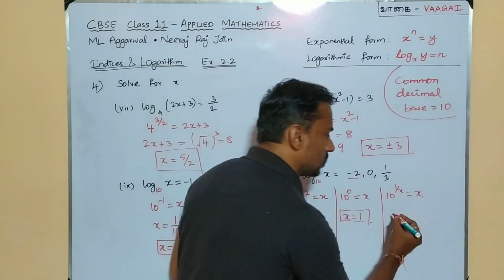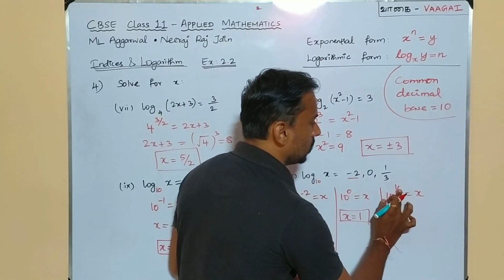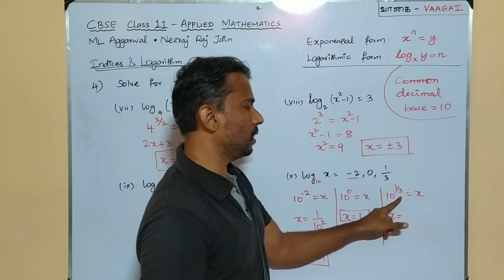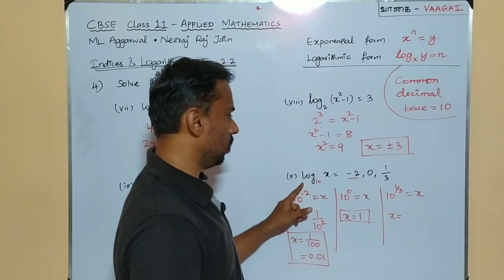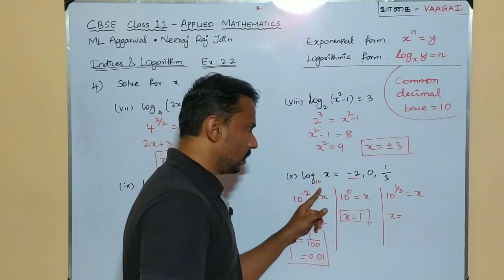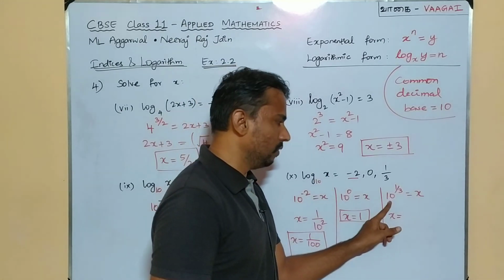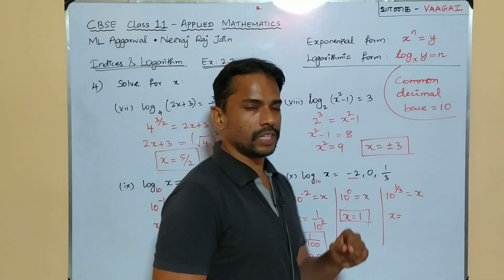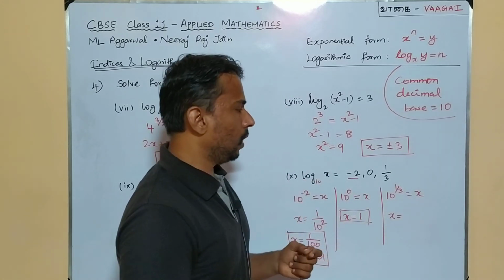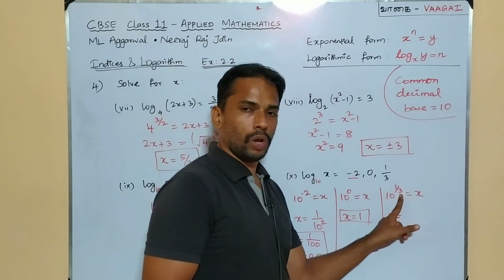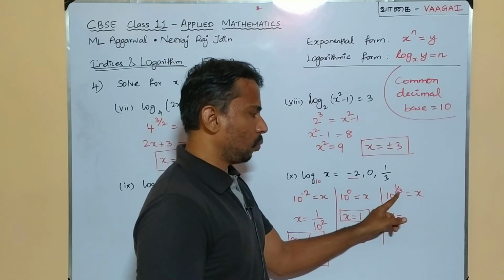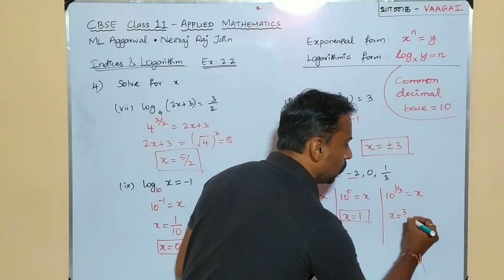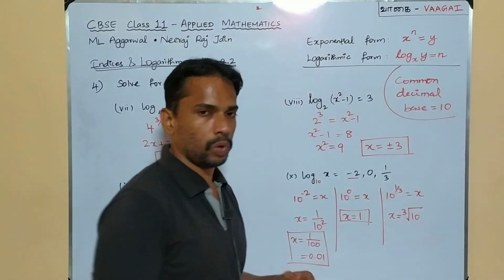And last one, we have x is equal to, I'm sorry, this is 1 by 3, right? So 10 to the power 1 by 3 is equal to x. Why? Because we got log x to the base 10 is equal to 1 by 3. So that means we'll have 10 to the power 1 by 3 to be x. So what is 10 to the power 1 by 3? We can write it as cube root, right? Because we got 1 by 3 in the power. So we'll write as cube root of 10.